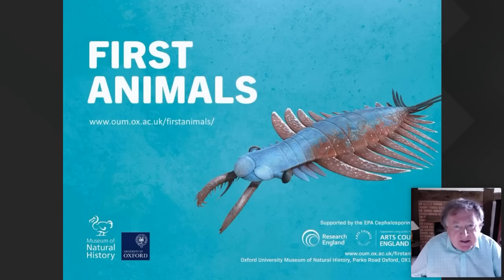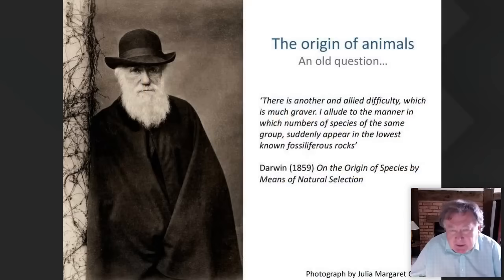So what we're going to talk about tonight is not a new question. I wouldn't pretend that. In fact, it was one that Darwin identified. When Darwin published On the Origin of Species in November 1859, just 6 months before the museum opened in Oxford, he recognised a real difficulty that the fossil record posed for his new theory of evolution by natural selection. As he said, there is another and allied difficulty which is much graver. I allude to the manner in which numbers of species of the same group suddenly appear in the lowest known fossiliferous rocks.